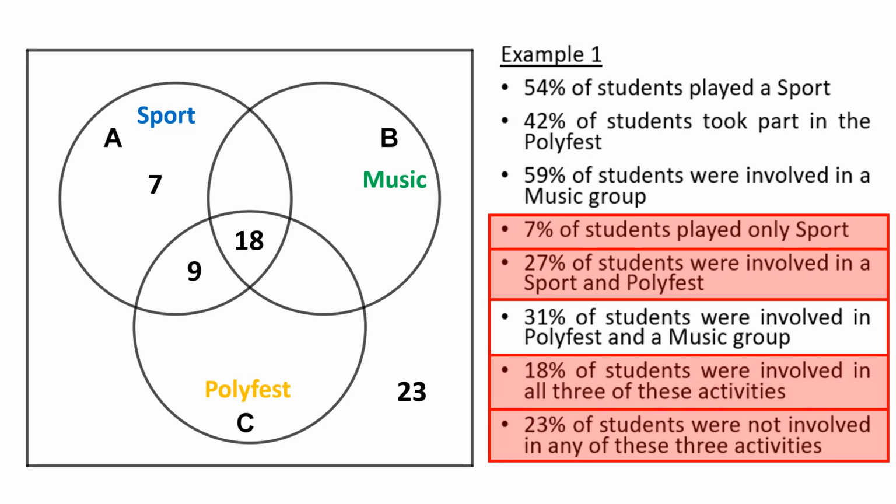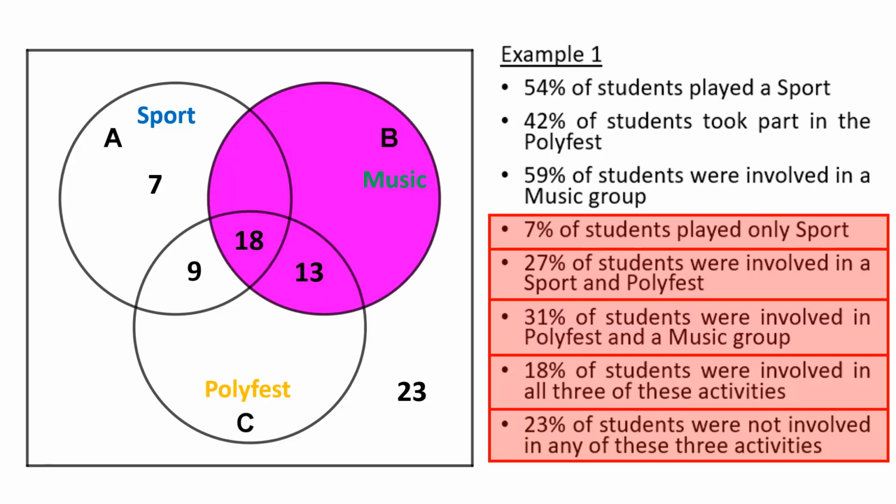Right, I can spot this piece of information. I think that's going to help us next. 31% of students were involved in the polyfest and a music group. So polyfest and music group, this is this intersection point here. And this has to add up to 31. There's already 18 in the centre. So 18 plus something must make 31. So 18 plus 13 make 31. So therefore, there's 13% of our students took music and polyfest together. Right, let's cross this one off.